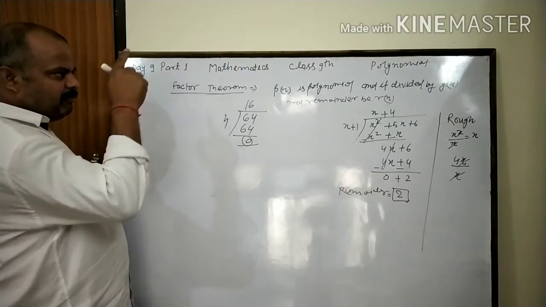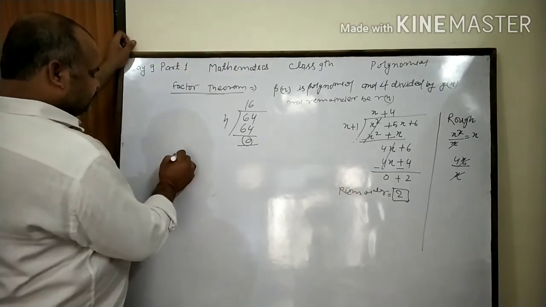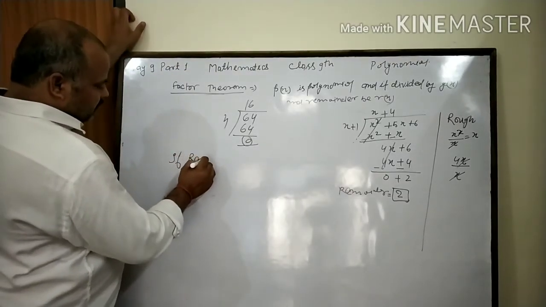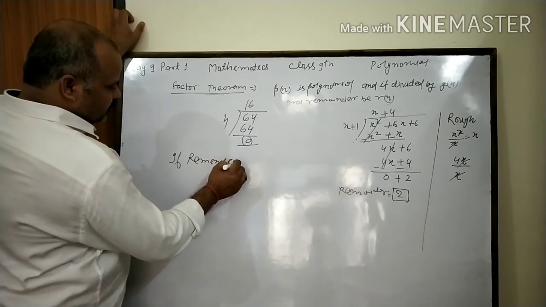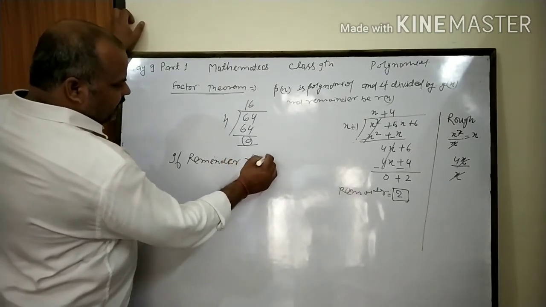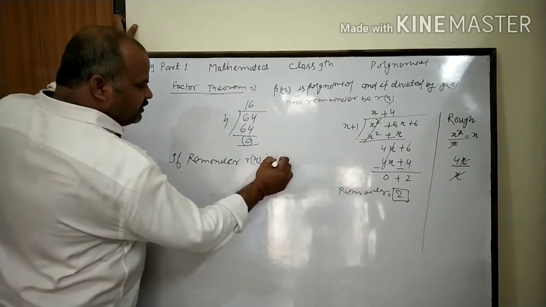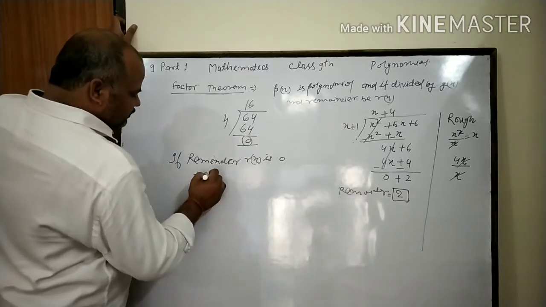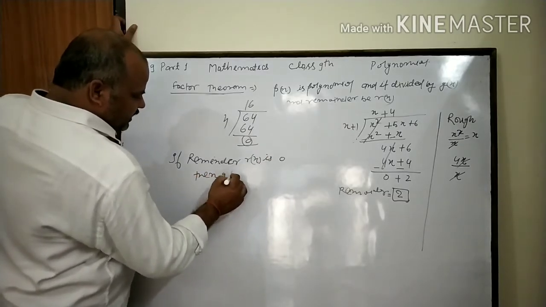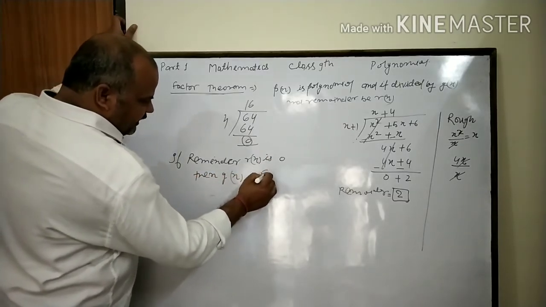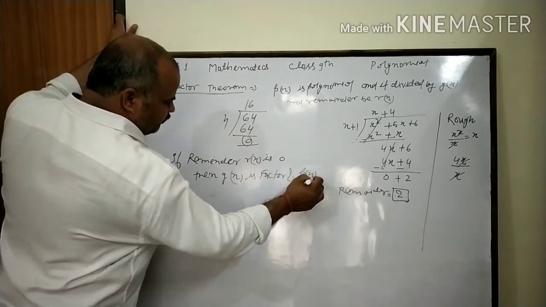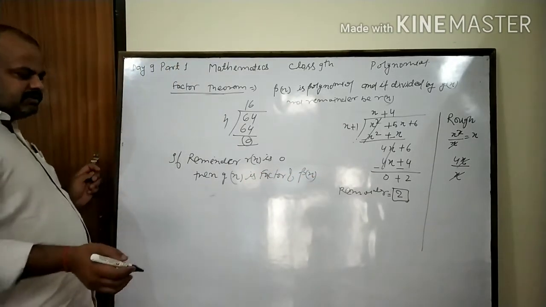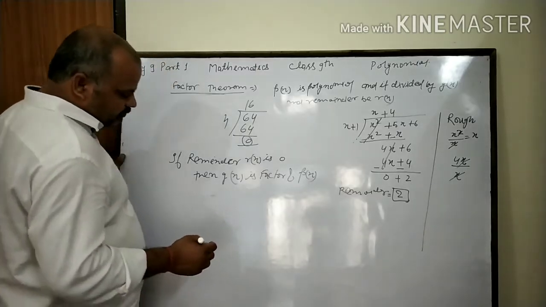It means in the same question, if the remainder R(x) is 0, then g(x) is a factor of p(x). Clear? See with the question.